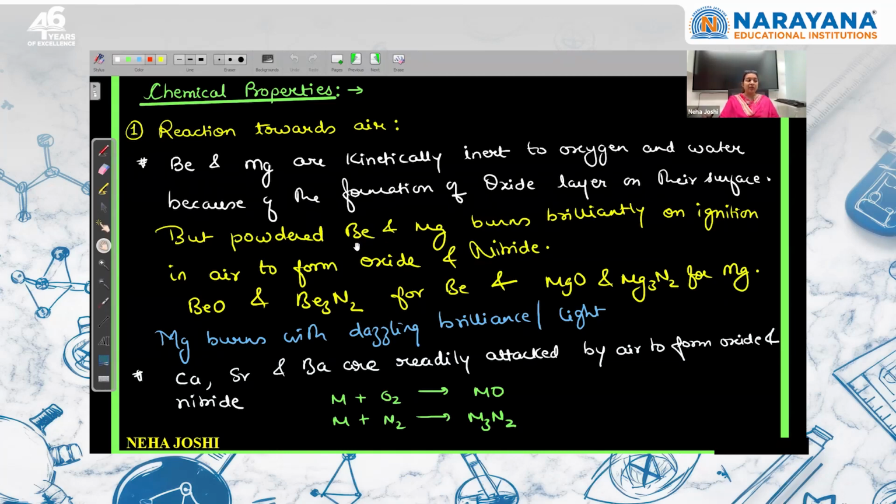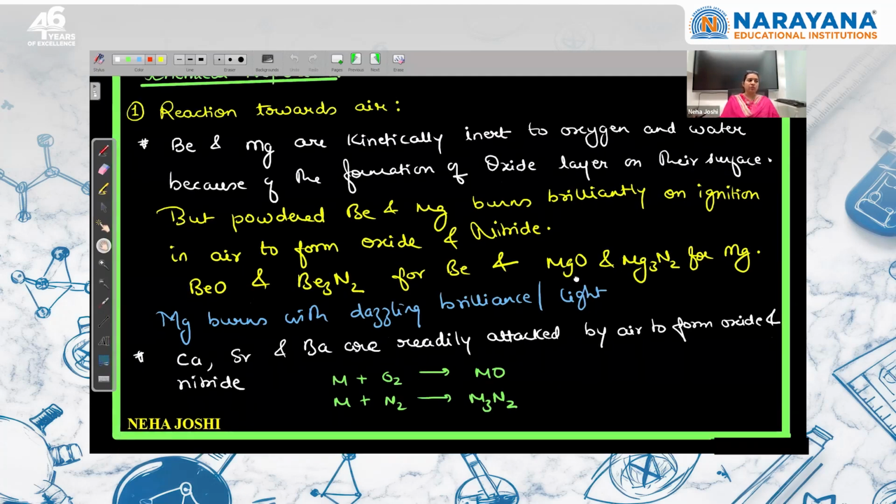See, beryllium is behaving like aluminium. In aluminium you see that there is an oxide layer. The same thing is observed here also. But once you powder them, then yes, they react brilliantly. They burn brilliantly on ignition in air to form oxide and nitride: BeO, Be3N2, MgO and Mg3N2.